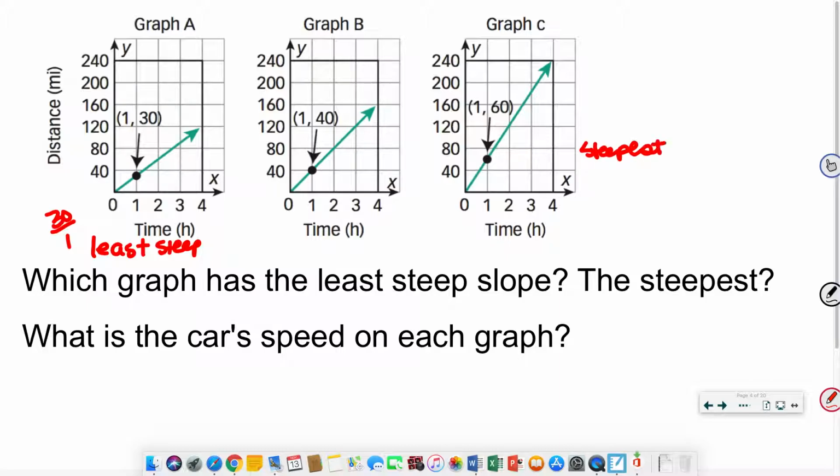And notice what it means to be a steep line. Right, the line's kind of shooting up. Its slope is a bit higher than the slope of the other one. And then graph B is kind of right in the middle.